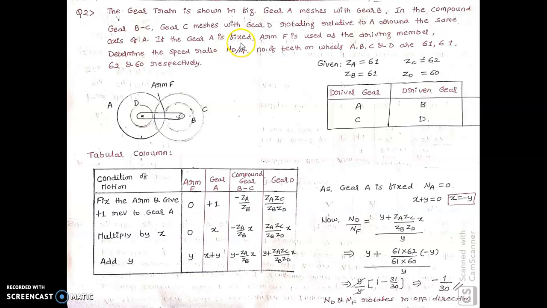If gear A is fixed, arm F is used as the driving member. Determine the speed ratio ND divided by NF. Here F is nothing but an arm. And the number of teeth on the wheels A, B, C, D are given as 61, 61, 62 and 60 respectively. Okay, write down the given data first.